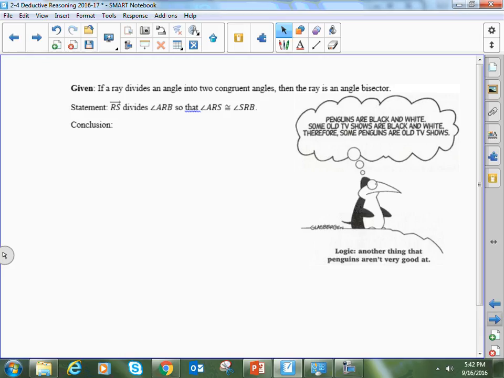Now, let's take a look at the given statement. I'm not going to identify the hypothesis and the conclusion in both of these. I'm really going to just look at the hypothesis, because that's really all I'm looking at when I'm thinking about the law of detachment. I want to know, does the hypothesis coincide? Does it match with what the statement is saying? Well, our hypothesis is saying that a ray divides an angle into two congruent angles.